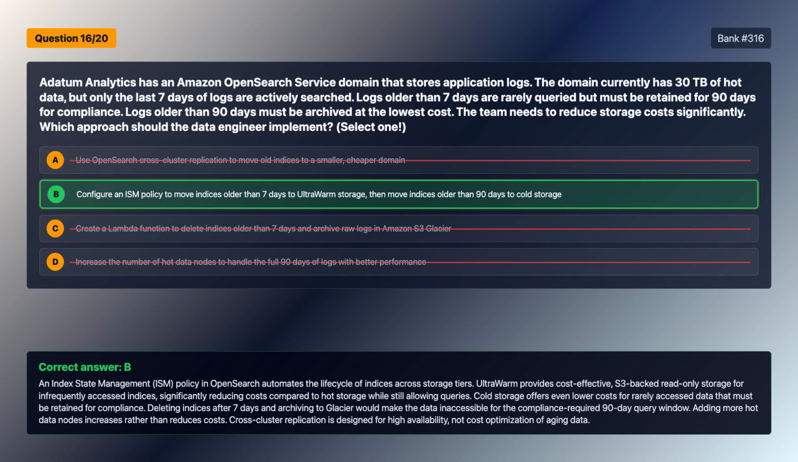Deleting indices after 7 days and archiving to Glacier would make the data inaccessible for the compliance-required 90-day query window. Adding more hot data nodes increases rather than reduces costs. Cross-cluster replication is designed for high availability, not cost optimization of aging data.